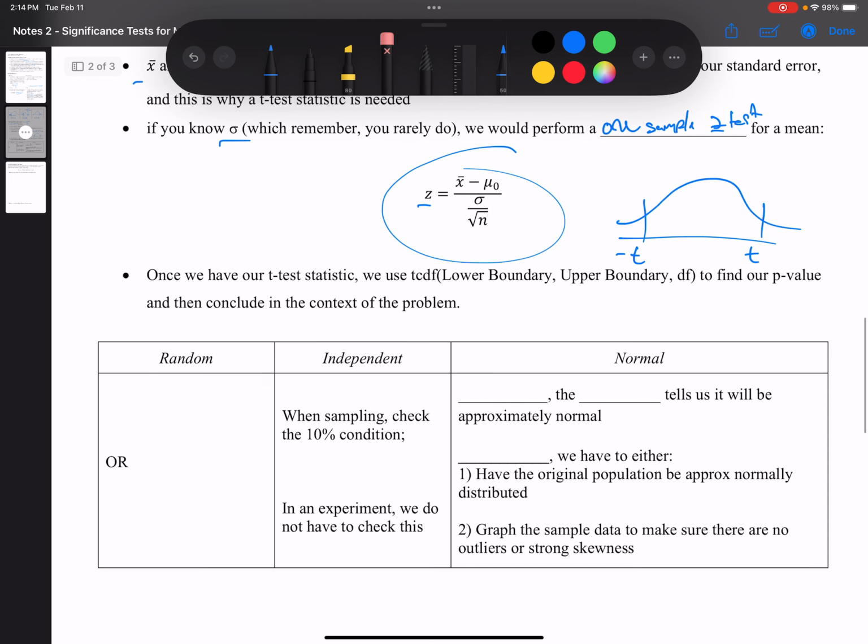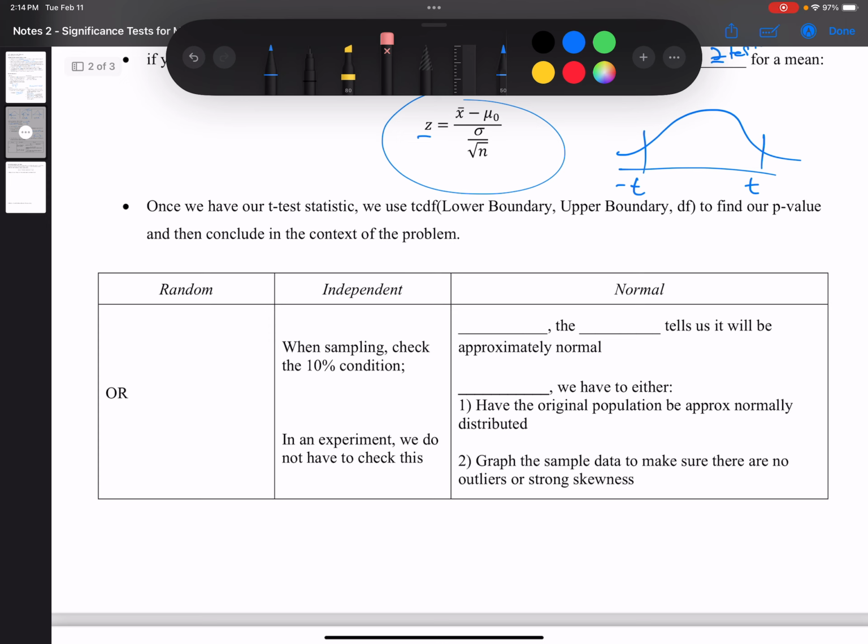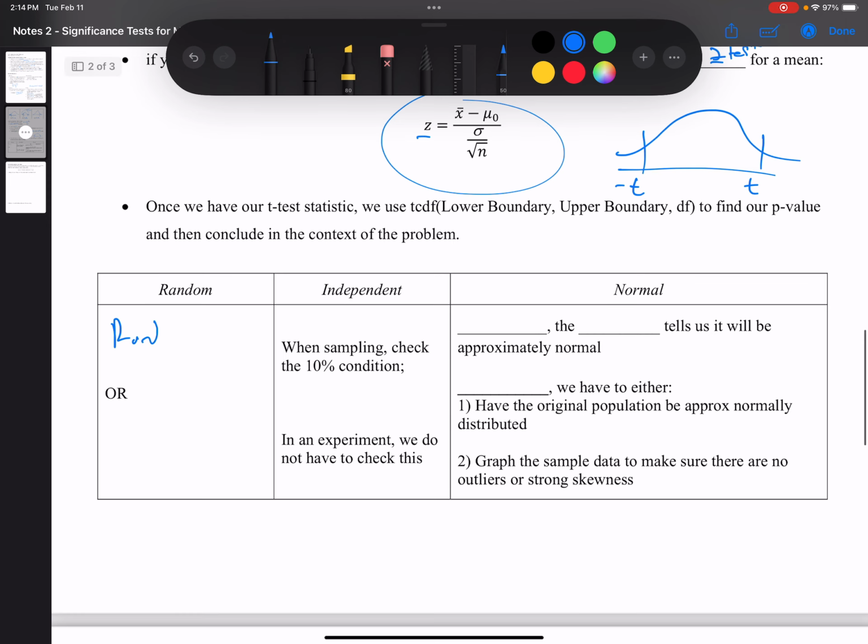But of course, it wouldn't be complete without a rundown of our different conditions. So we need a random sample or random assignment, depending on our situation. We've got to make sure that we pass the independent condition, the 10% condition, so we've got to be less than 10% of our population. And then normal is where things get a little bit iffy.